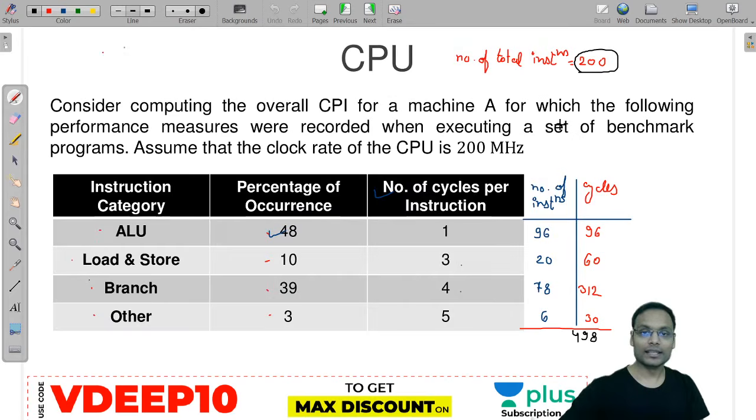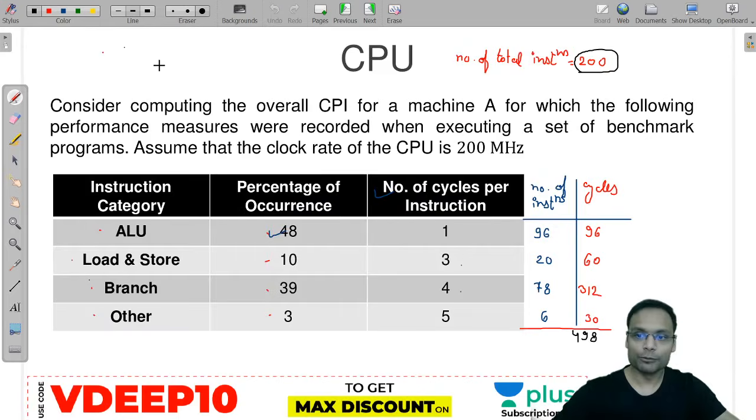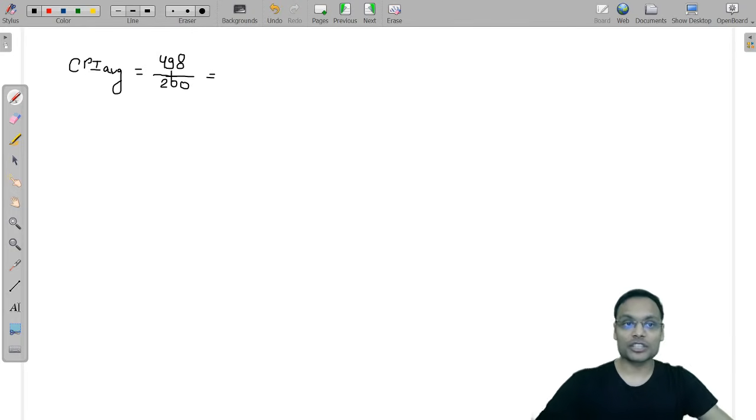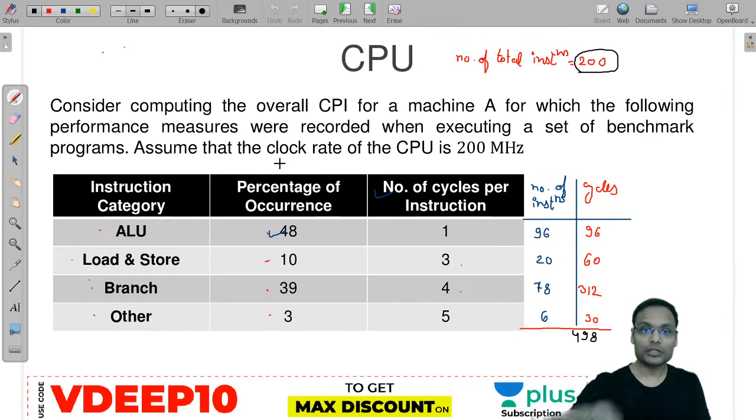Now, if that is the case, then can you tell me what is the average CPI for previous calculations? CPI average will be equal to total number of cycles 498 divided by total number of instructions 200. So for 200 number of instructions 498 cycles are needed. Hence for each instruction on an average, how many number of cycles are needed? Answer will be 2.49. That is your CPI average based on the given information.